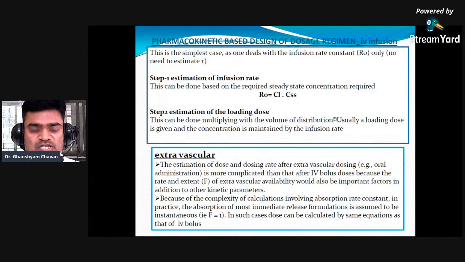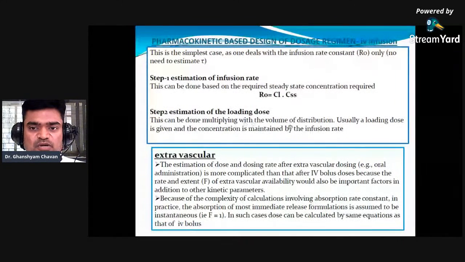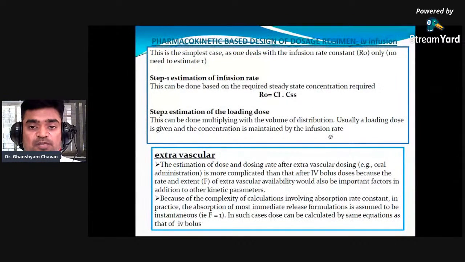What is the volume of distribution? That depends on your drug, because multiple drugs have their own volume of distribution. Some drugs have 4 liters, some have 1 liter, some have 2 liters, some have 2.5 liters. So that depends on the volume of distribution of the drug. Usually a loading dose is given and concentration is maintained by the infusion rate, as we saw in this slide. Infusion rate means maintenance dose, meaning at that infusion rate the drug will slowly release into your blood.